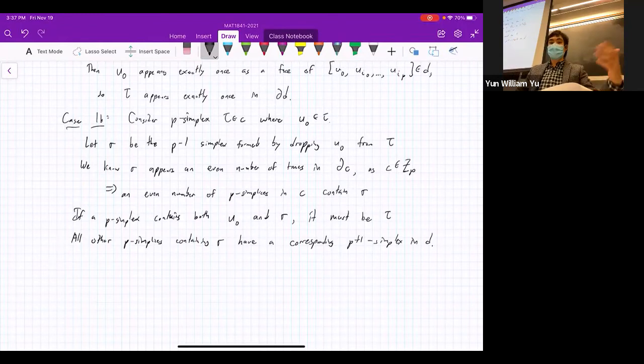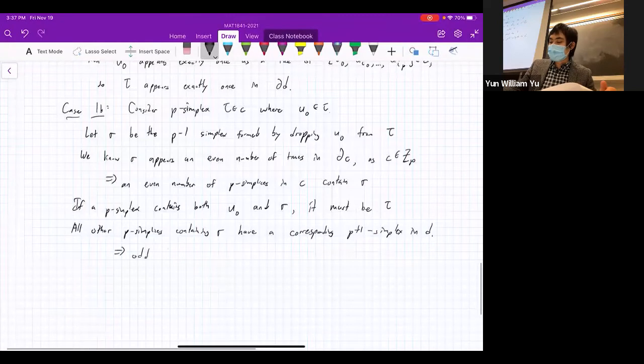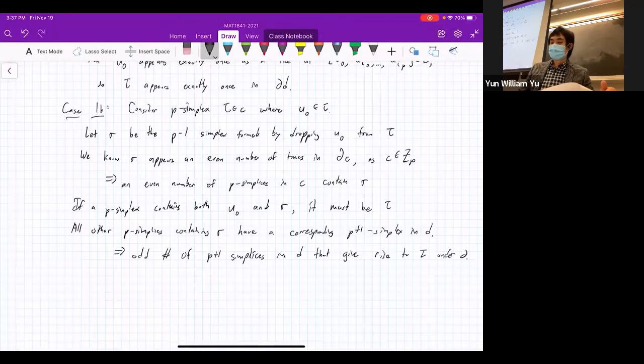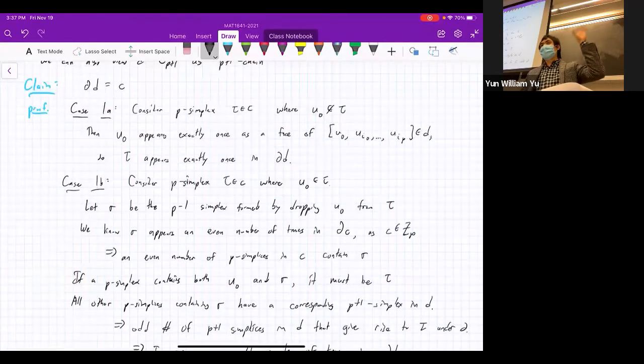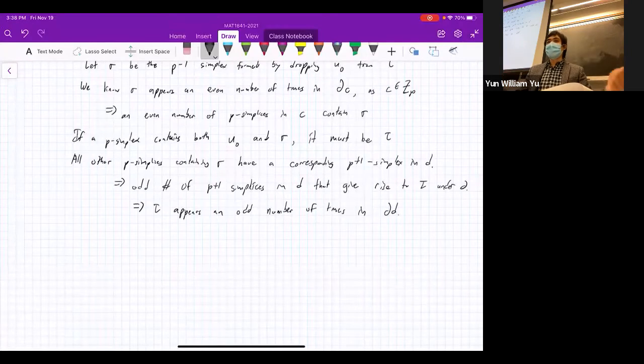Which implies that you have an odd number of P+1 simplices in D that give rise to tau under the boundary operator. But if you have an odd number there, then that means that tau appears an odd number of times in the boundary of D. And of course, if it appears an odd number of times in the boundary of D, that means tau is in the boundary of D. And so regardless, even though we picked out this vertex U naught in our argument, it doesn't actually matter whether it's present or not. A P simplex that's in C is also in the boundary of D. Okay, but now we need to prove it the other way, right? So if it's not in C, then we have to prove that it's not in the boundary of D. So let's go to case 2a.